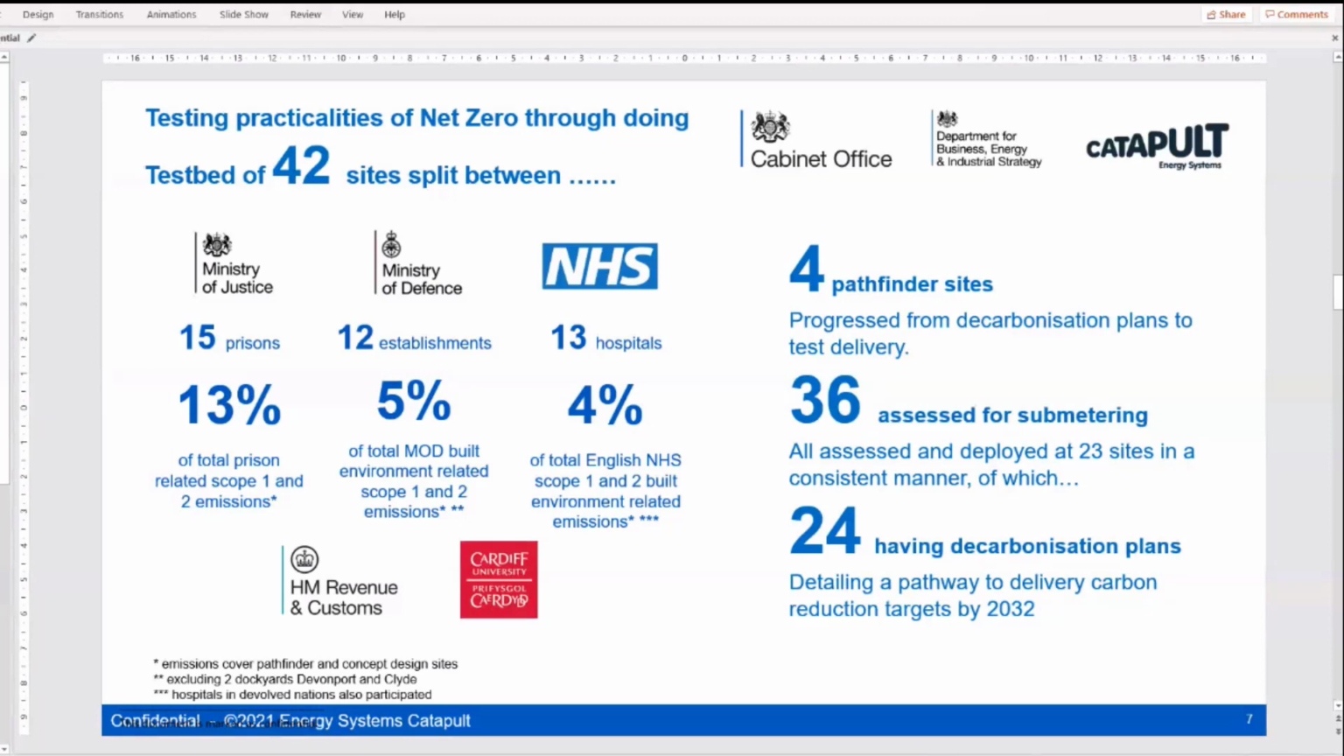You can see from the left-hand side of the slide that there's been a good spread of sites across the 3 main departments: the MOD, the MOJ, and the National Health Service. And the sites themselves have covered a reasonable proportion of the total carbon emissions, or scope 1, scope 2 emissions, that enables some reasonable extrapolations to be done to understand what that might mean across the wider estate. We've also been involved in a couple of other sites, an HMRC site, and also at Cardiff University.